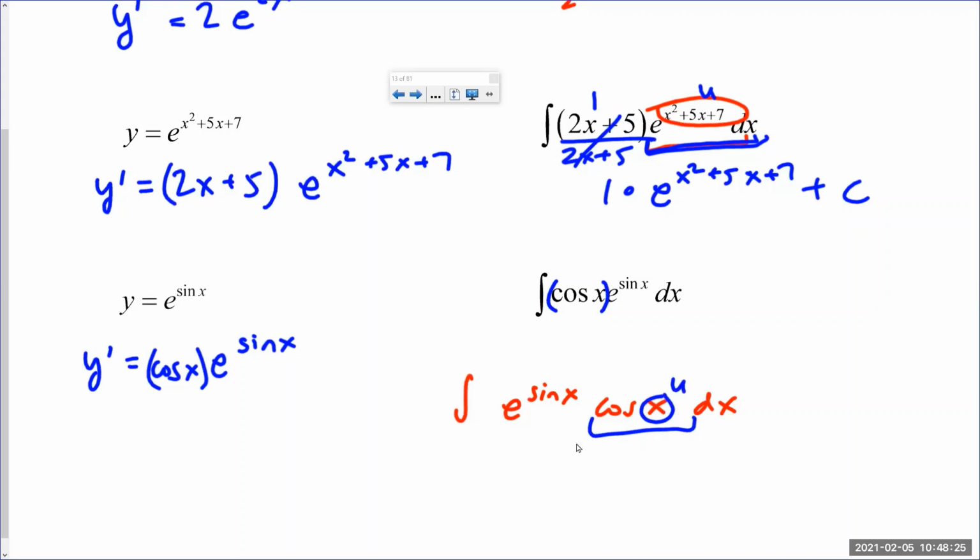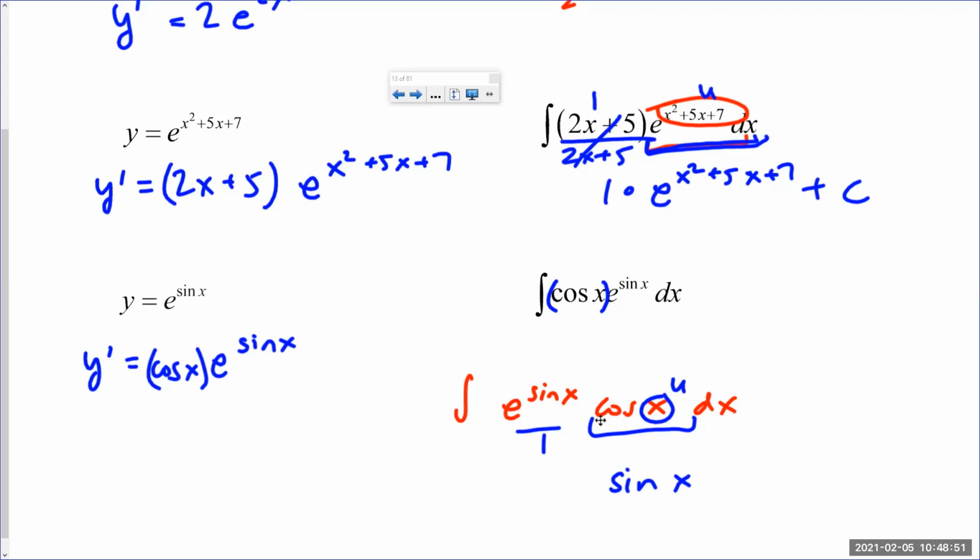If I make this my u, is cosine u on my formula sheet, an integral of it? Yes. Then I would say the integral of cosine u is sine u. This is just like we did on our warm-up. But you have to divide by the derivative of u. So what's the derivative of x? 1. Do my x's cancel out here? No. Do you guys see that?